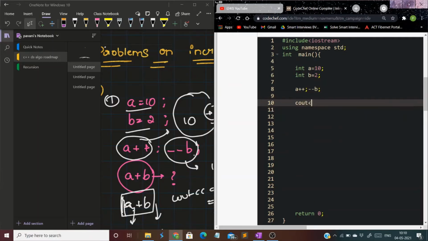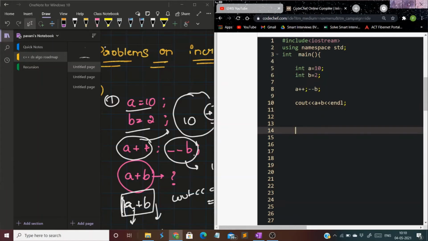Directly I will cout a plus b, and then we are using endl because I want to implement all 5 codes here only. We'll get all 5 answers in the same output. That is why I'm using endl to get the output on different lines.